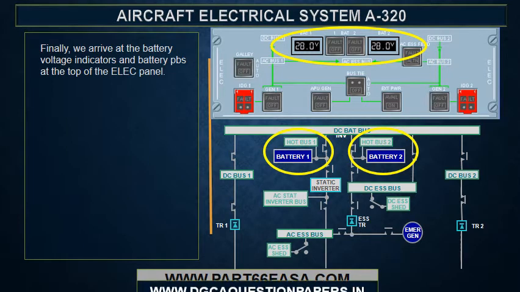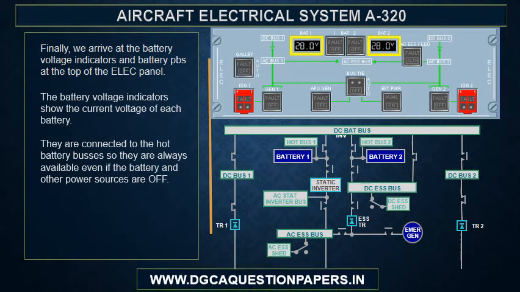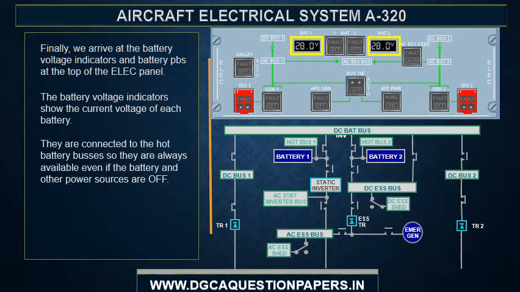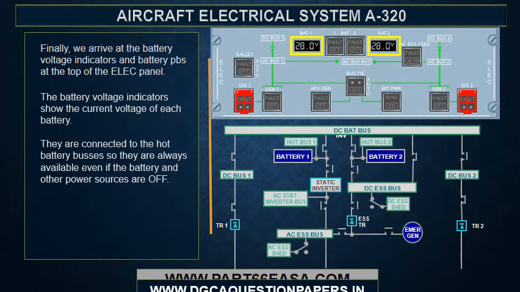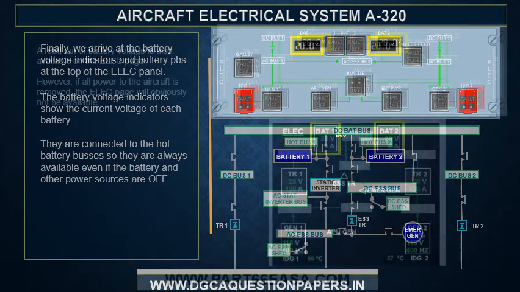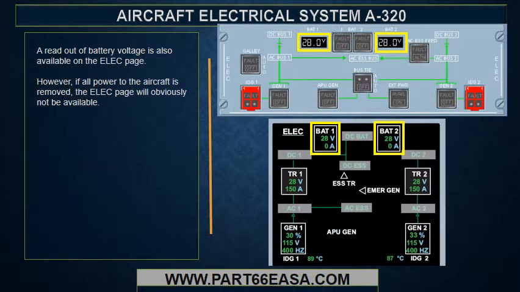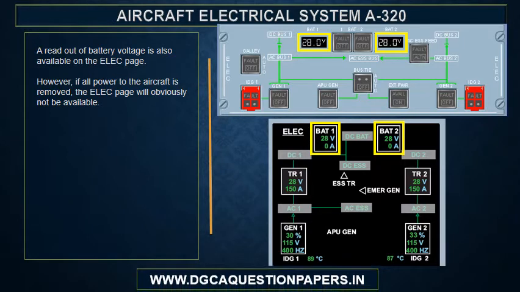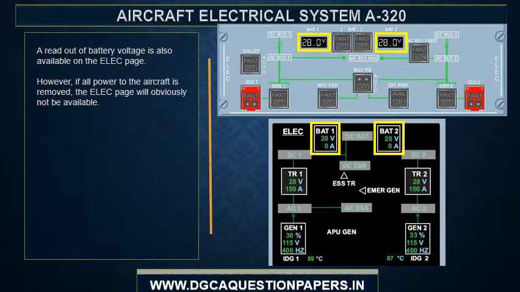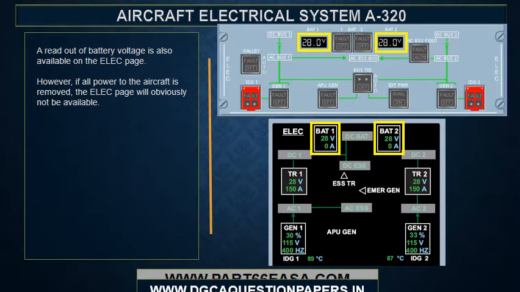Finally, we arrive at the battery voltage indicators and the battery push buttons at the top of the electrical panel. The battery voltage indicators show the current voltage of each battery. They are connected to the hot battery buses, so they are always available even if the battery and other power sources are off. A readout of battery voltage is also available on the electrical page. However, if all power to the aircraft is removed, the electrical page will obviously not be available.